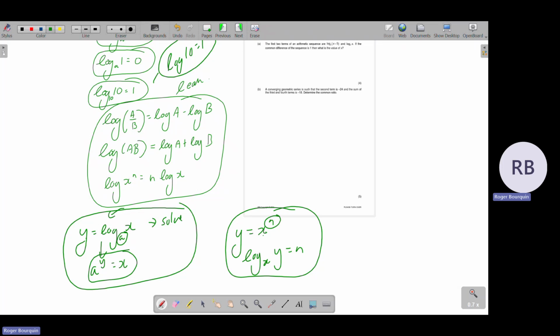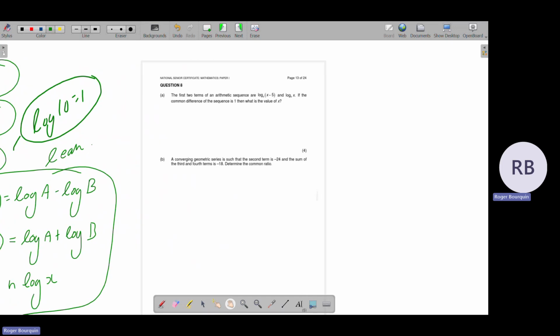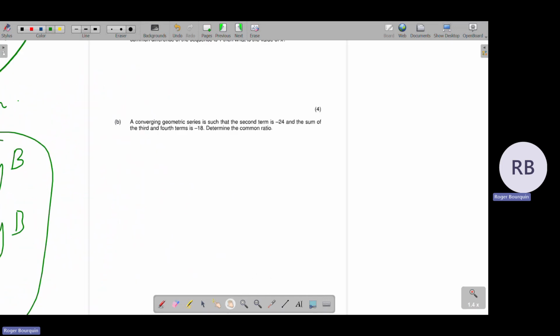Finish? Right, so let's just do A and B and then we call it a day. So, for A, it says the first two terms of an arithmetic sequence.